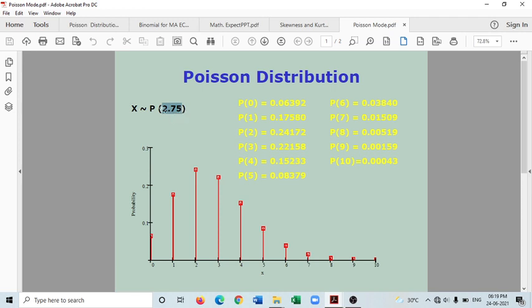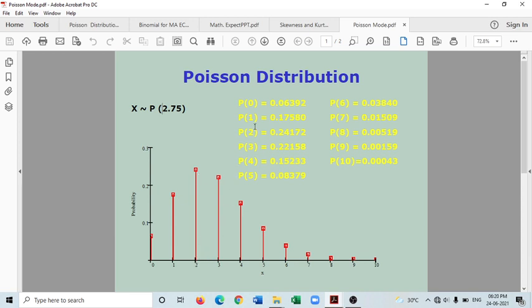So lambda 2.75 means lambda minus 1 is 1.75. So the mode lies between lambda minus 1 and lambda. So this is 1.75 and 2.75. We note that between 1.75 and 2.75, there is only one value for the random variable x which follows Poisson distribution, and that value is 2. So we have 2 as the highest probability. The probability becomes maximum at x equal to 2.